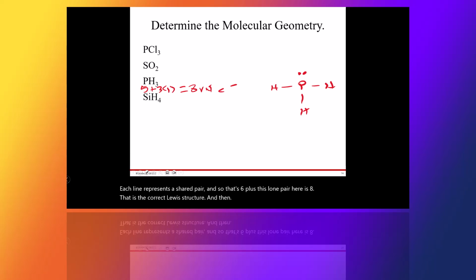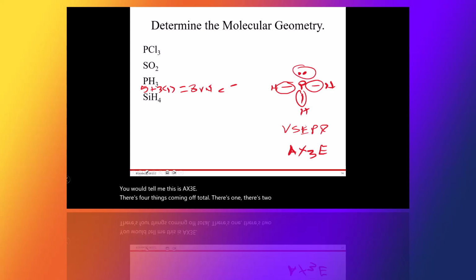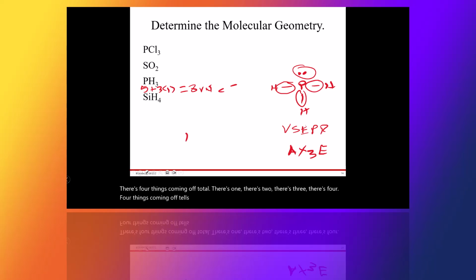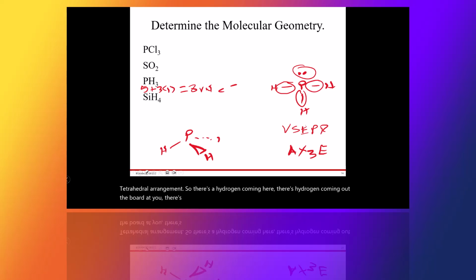the next thing is that you apply VSEPR. You would tell me this is AX3E. There's 4 things coming off total. There's 1, there's 2, there's 3, there's 4. 4 things coming off tells you to take a tetrahedral arrangement. So there's a hydrogen coming here, there's a hydrogen coming out of the board at you, there's a hydrogen going back through the board like that, and there's a lone pair here.